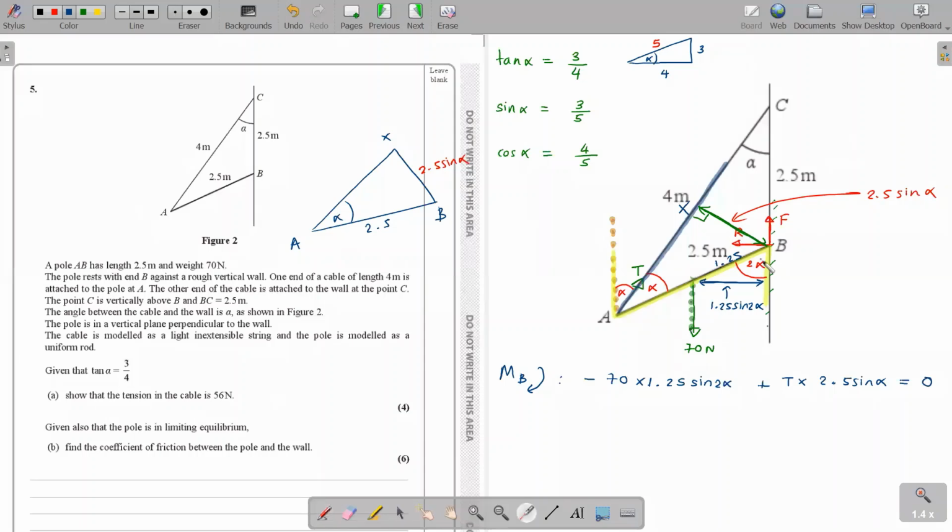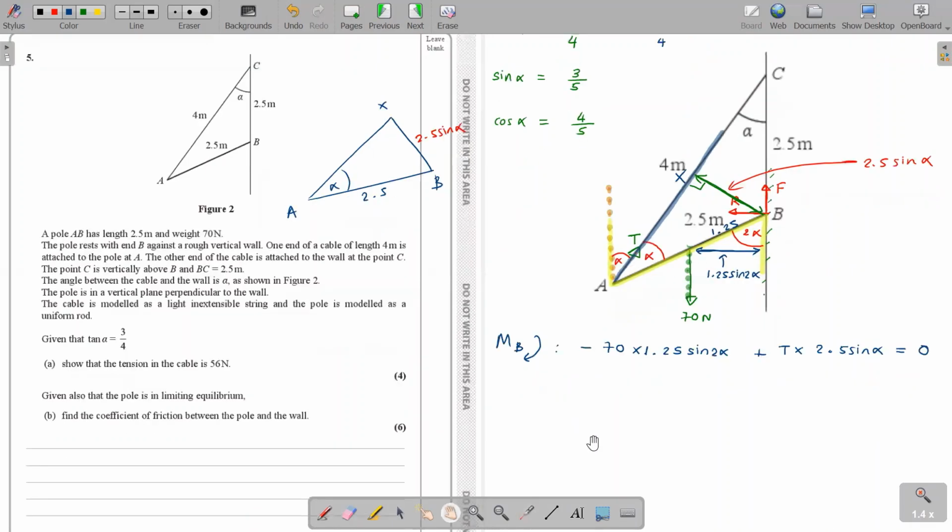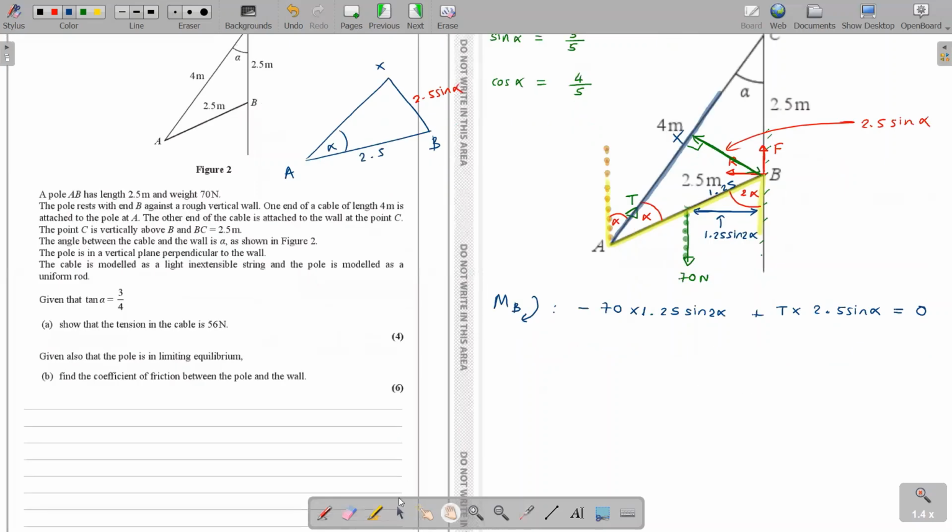So I took the moments around B for the pole. Okay, so the cable is not the main objective, the pole is the main object. They have given the weight of the pole and they've said the pole is resting on this rough wall. So we mark all the forces acting on our pole and take moments around B. The only forces we need to consider are the pole's weight and the tension acting on the pole. Okay, so now it's a matter of simplifying and making T the subject. So how do we make T the subject here?